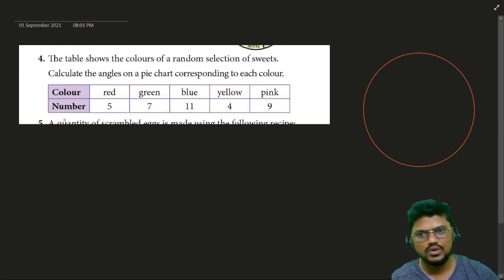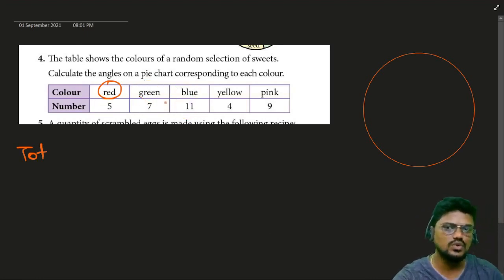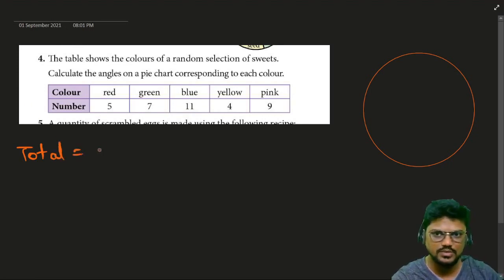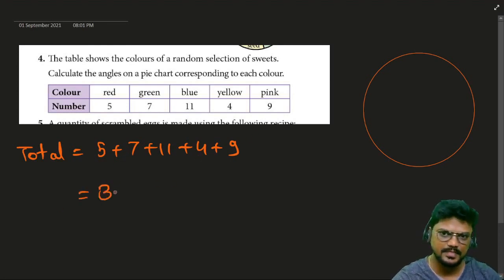So what is the total number first? They have given the color red, there are 5, green, there are 7, for blue, there are 11. So first calculate the total number. The total will represent 360. So total is how much? 5 plus 7 plus 11 plus 4 plus 9. 11 plus 9 is 20, then 25, 29, 36. So the total is 36.